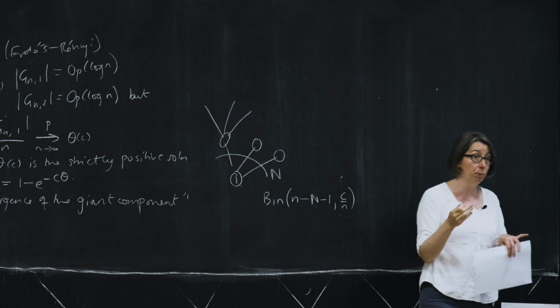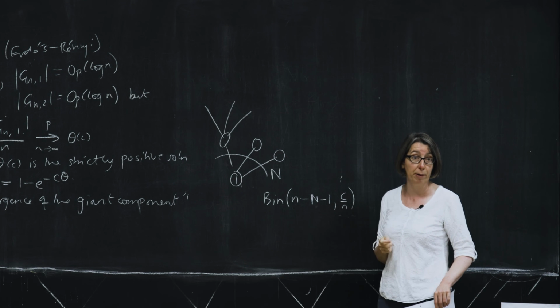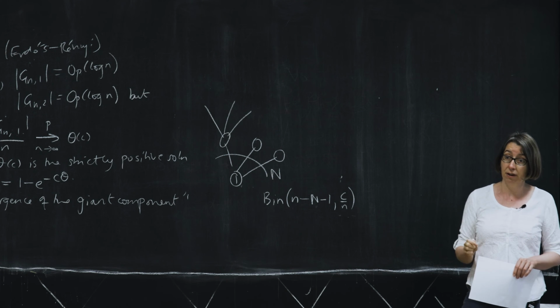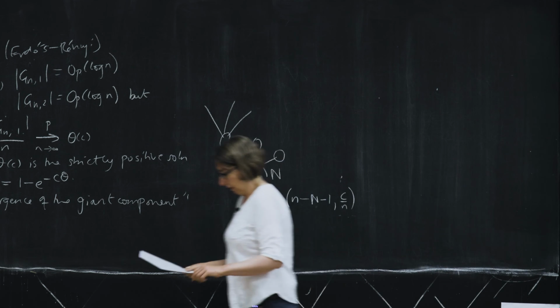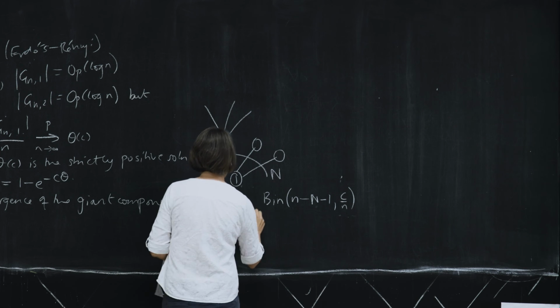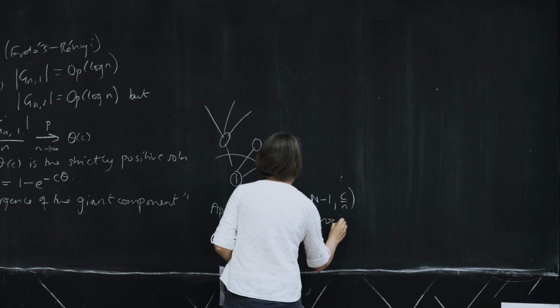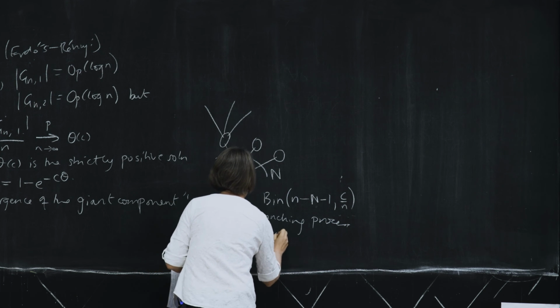The moment that I've explored order n vertices, obviously I'm going to start feeling it in this first parameter here. But until such a time as I do that, this is going to be nicely approximated by a branching process. So we have approximately a branching process with Poisson(c) offspring distribution.